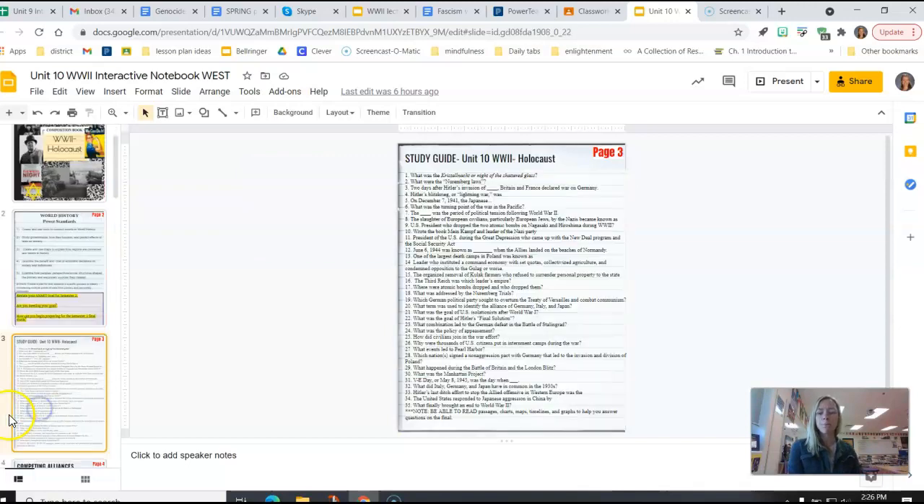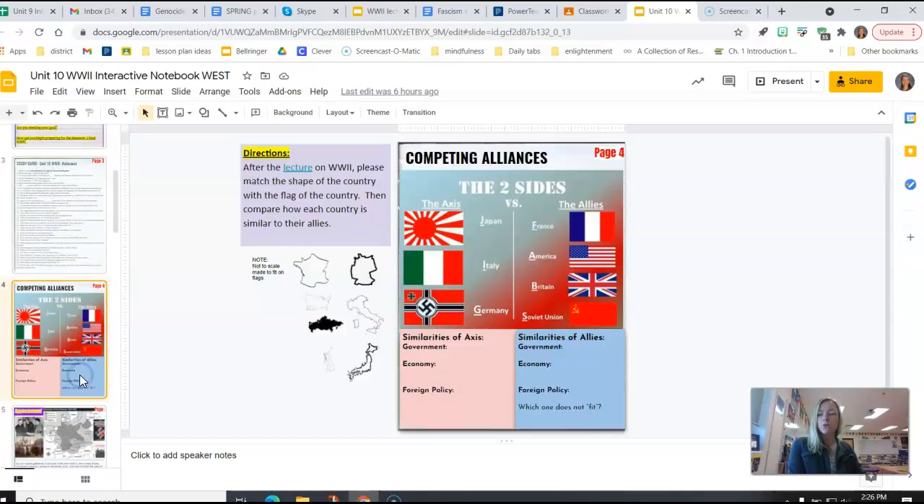Your study guide for Unit 10, you will receive 8 out of 8 points if you decide to turn it in. It is not mandatory, but it will certainly help you with any World War II or Holocaust questions on the final exam. So today we are going to be looking at the competing alliances that are going to be fighting during World War II.